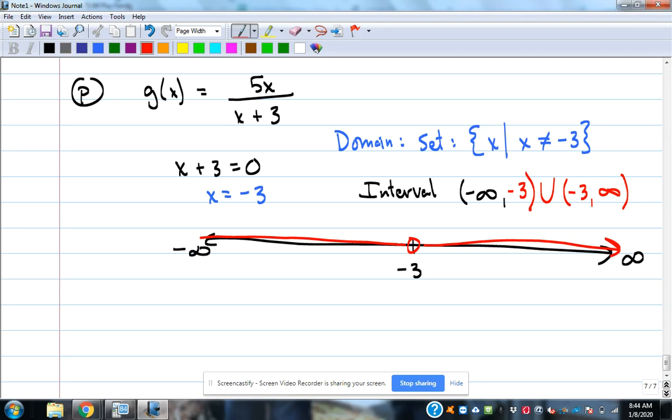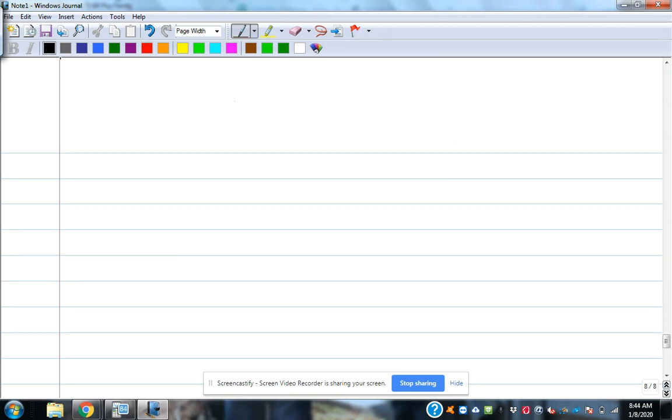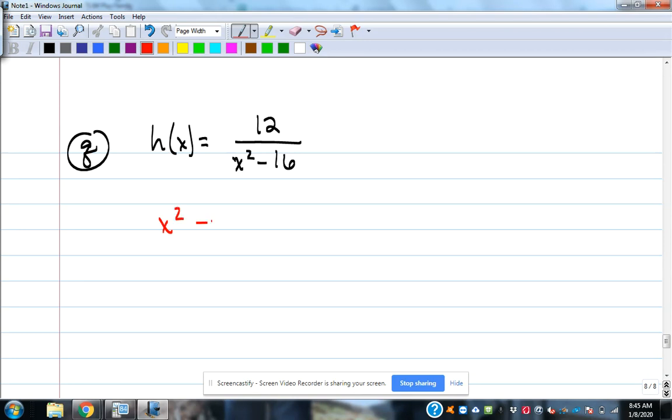Okay, so let's do another one here. This function, let's do 12 over x squared minus 16. I'm going to find the domain. That's all we're doing. What red flag comes up? X in the denominator. That's the problem. So what do we do with the denominator? Set it equal to 0 and solve it.